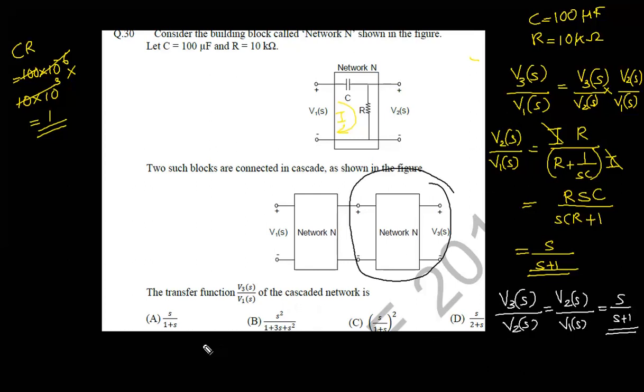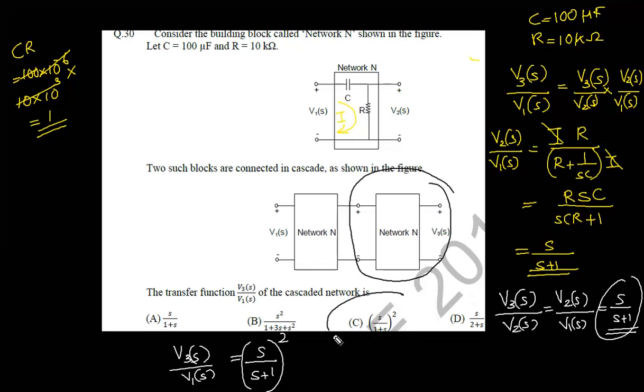Now V3 of S by V1 of S equals V3 of S by V2 of S, that is S by S plus 1, into V2 of S by V1 of S, that is again S by S plus 1. So I can mark it as S square by (S plus 1) the whole square, or S by S plus 1 the whole square. So the answer turns out to be C, right?